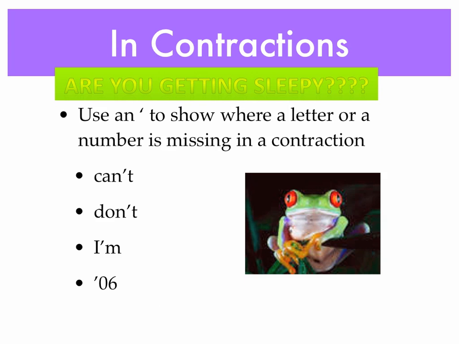Let's talk about contractions. Use an apostrophe to show where a letter or a number is missing in a contraction. We've been doing this for a long time, so this is probably pretty easy for you. The examples are can't, don't, I'm, and in the number '06.